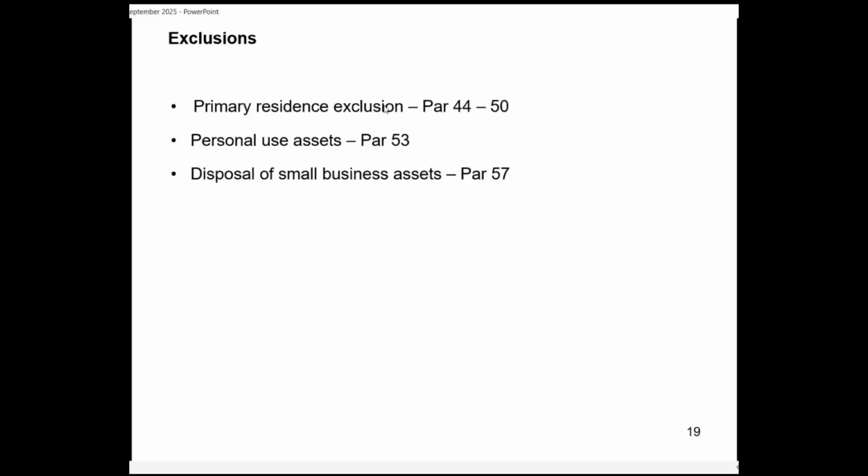So we have primary residence exclusion, paragraph 44 to 50. You can go through that. The personal use of an asset, paragraph 53. You can also go through that. Disposal of a small business asset, paragraph 57. You can also go through that.